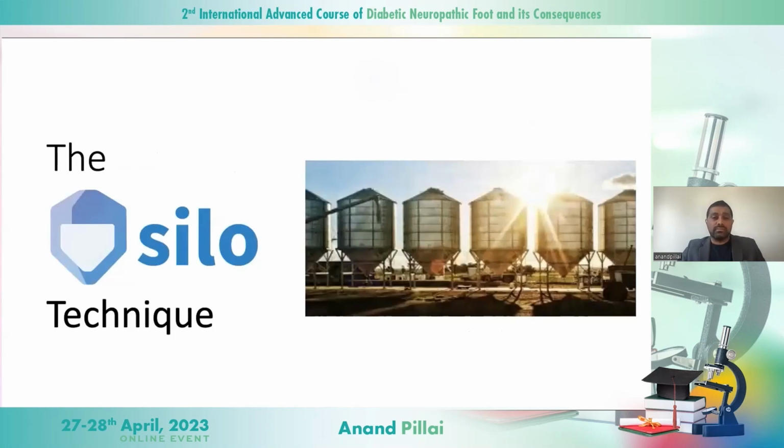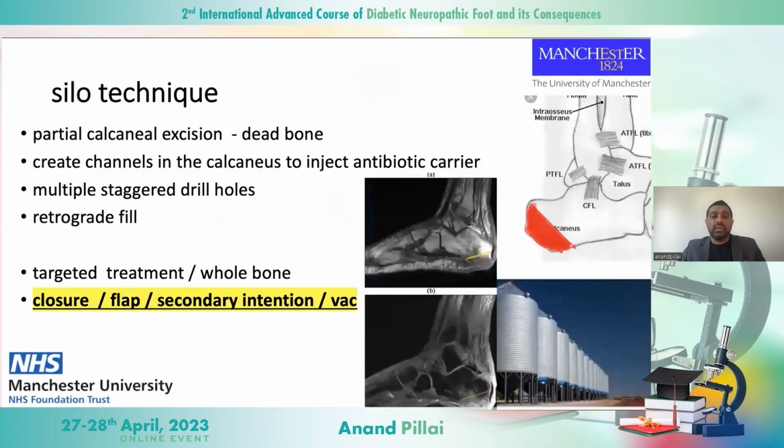So the silo technique. The silo technique involves, when you have a heel ulcer, excising part of the calcaneum or the diseased bone. Remember, dead bone needs to be removed, but infected bone can be treated as anywhere else in the body. Now, what you do is that once the dead bone is removed from the heel, you drill channels into the calcaneum, and then you inject antibiotic into the bone directly, i.e. you're applying a local antibiotic to the area of infection so that it can work locally and have the best outcome and result by providing a very high concentration of antibiotic to the bone to treat it.